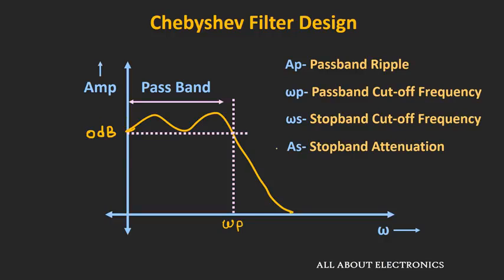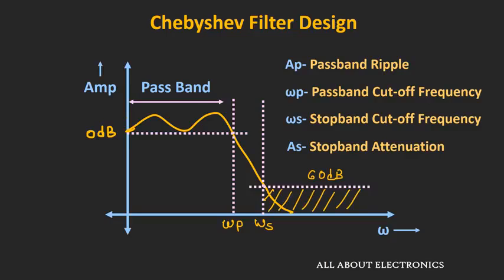Let us say that for this filter, this frequency defines the stop band cutoff frequency, omega s, and let us assume that in this stop band the minimum amount of attenuation provided by the filter is 60 dB. So these two parameters define that if you go beyond this stop band cutoff frequency, then you will get at least 60 dB of attenuation. This region is known as the stop band of this particular filter. So to design the Chebyshev filter for our requirement, we should know all these four parameters.